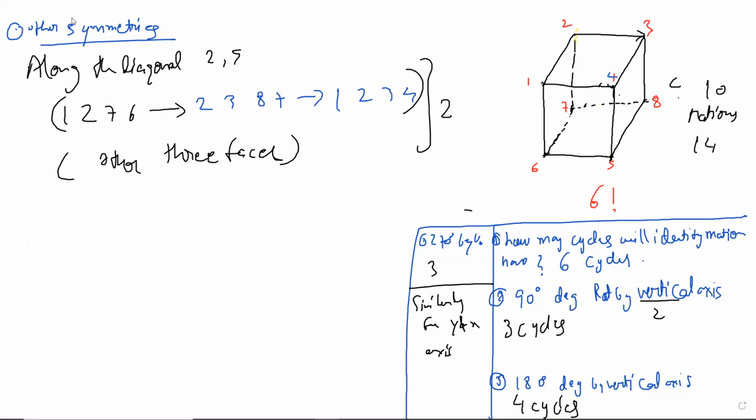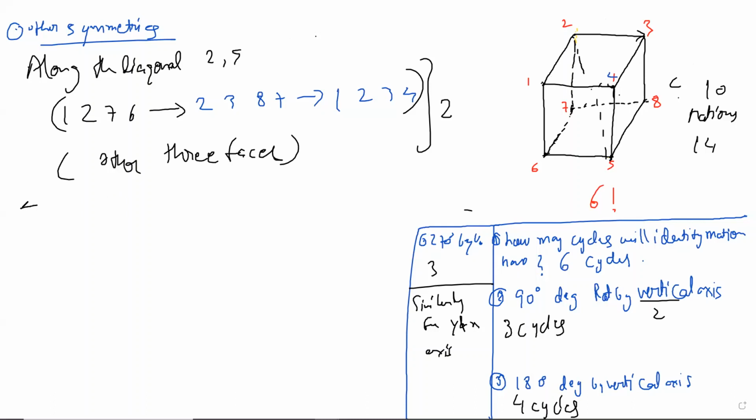Can we do anything else about the diagonal? No, but about the diagonal 2, 5 only. Is there anything else that we can do? So you can take the 1 to 8. There is really nothing else you can do, right? Okay. So you have to think about the other symmetries now.